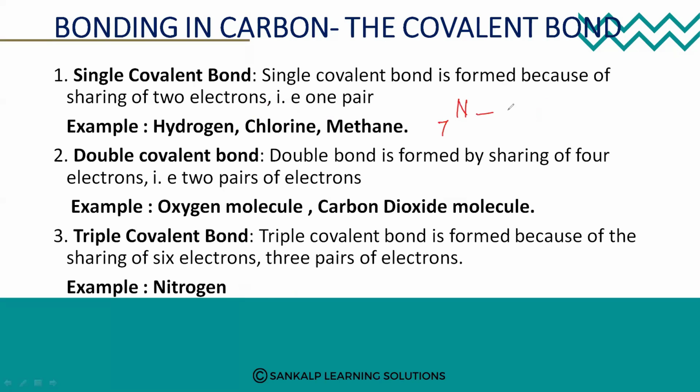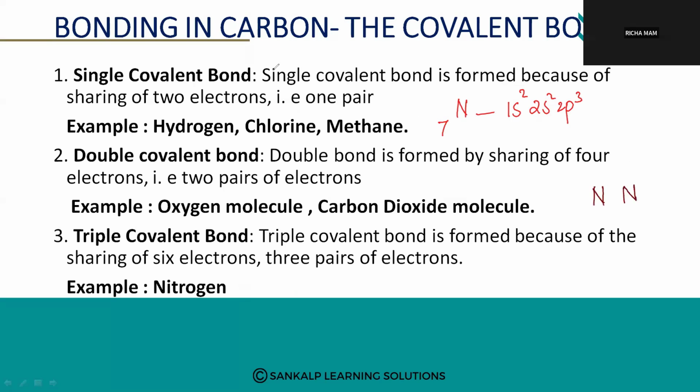This number is 7. Let me write the electronic configuration: 1s2, 2s2, and 2p3. So, nitrogen molecule. A molecule is formed when two same atoms are combined. Let me take one more nitrogen and write the electrons.